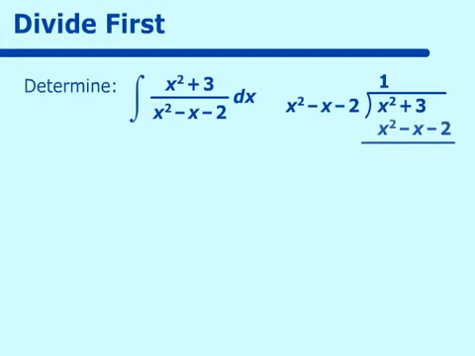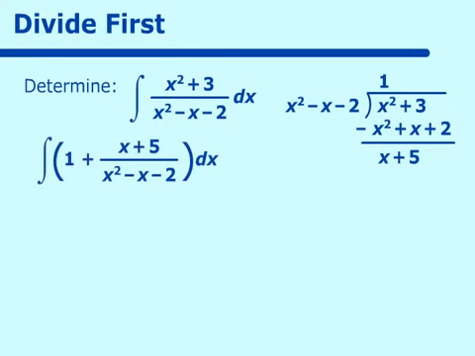So we're going to have x squared minus x minus 2. And if you remember in long division, we change signs when we get to this point. So we will be left with x plus 5. So this integral now becomes the integral of 1 plus (x plus 5) over (x squared minus x minus 2) dx.